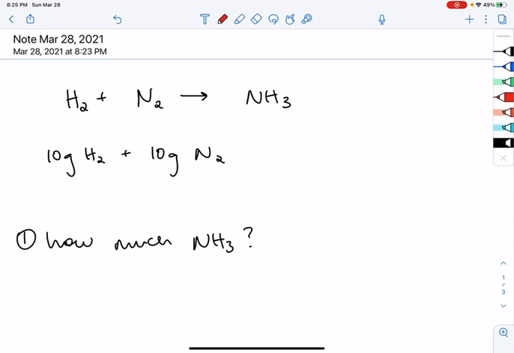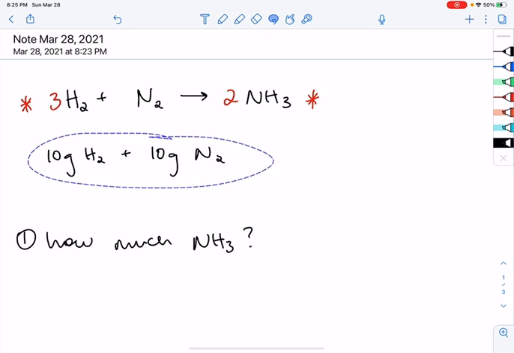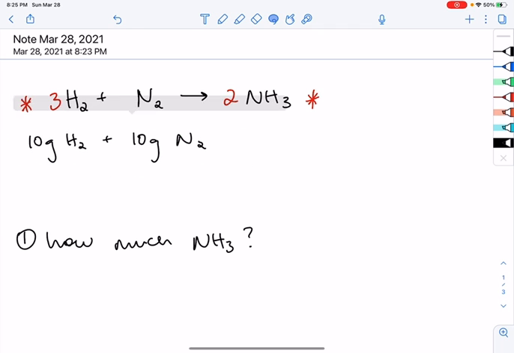Molecular hydrogen is added with molecular nitrogen to form NH3, which is called ammonia, has a very strong smell. We need to balance the equation, so I'm going to put a 3 here, a 2 here, and now it is balanced. You should always balance your equation before you start, or always check that it's balanced. Then it tells us we add 10 grams of hydrogen to 10 grams of nitrogen.